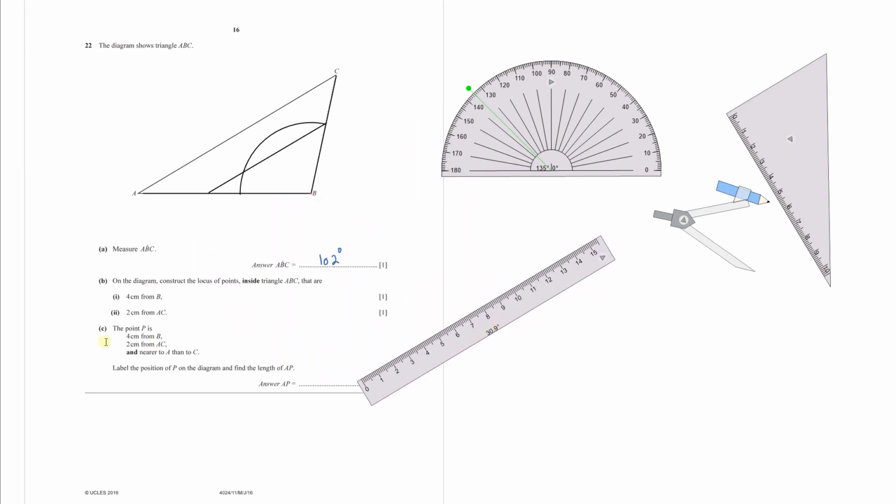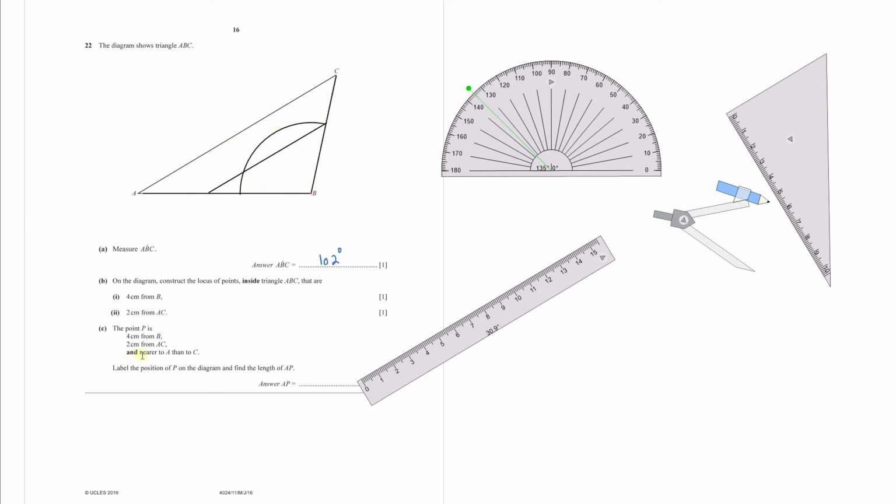So now for part C, you have drawn the 2 loci. You have to find the point P, which is 4 centimeters from B, 2 centimeters from AC, and nearer to A than to C. So 4 centimeters from B means it lies on this arc, which is 4 centimeters away from B. And 2 centimeters away from AC means that it lies on this line, which is parallel to AC, since all the points on this line are 2 centimeters from AC. So to satisfy both of these conditions, the point P lies either on this intersection point or this intersection point, because both these points are 4 centimeters from B and 2 centimeters from AC.